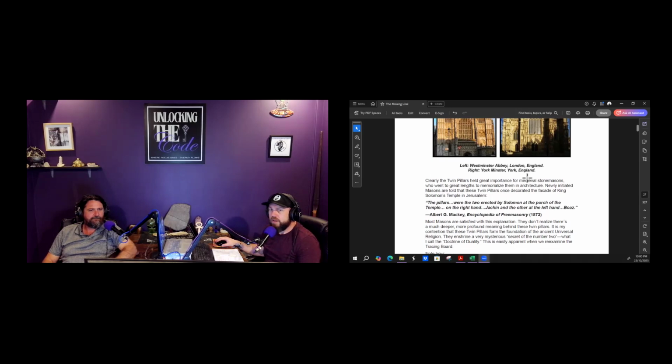Clearly, the twin pillars held great importance for medieval stonemasons, who went to great lengths to memorialize them in architecture. Newly initiated Masons are told that these twin pillars once decorated the facade of King Solomon's temple in Jerusalem. The pillars were erected by Solomon at the porch of the temple, on the right hand, Jachin, and on the left hand, Boaz. We have created something, because I was about to go, how did the temple of Solomon get destroyed, John?